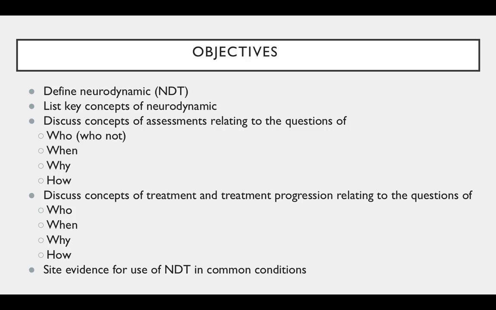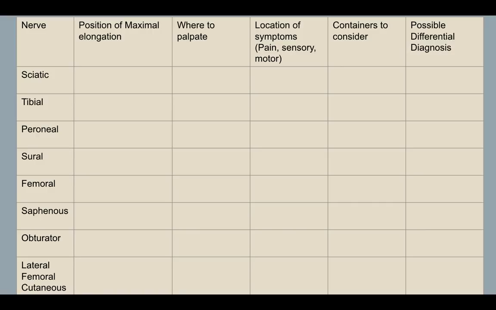Our objectives today will be to present to you the following information so that we may have a more active discussion in lab. After this module, you should be able to define neurodynamics, list key concepts, discuss principles of assessment and treatment relating to who, when, why, and how, as well as cite evidence for the use of neurodynamic treatments in common conditions. This table can be found in your course packet as well as on Canvas. Please fill it out as you listen to this module and come prepared to discuss in lab and use as a reference as you practice.